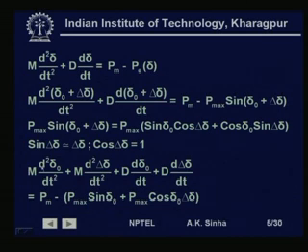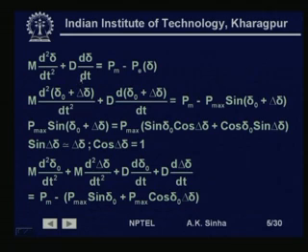Now, here m d2 delta 0 by dt2 plus d delta 0 by dt is equal to Pm minus P max sine delta 0, because initially the system is operating in a steady state before this disturbance took place. So, the relationship at delta 0 was holding good like this, that is m d2 delta 0 by dt2 plus d delta 0 by dt is equal to Pm minus P max sine delta 0.